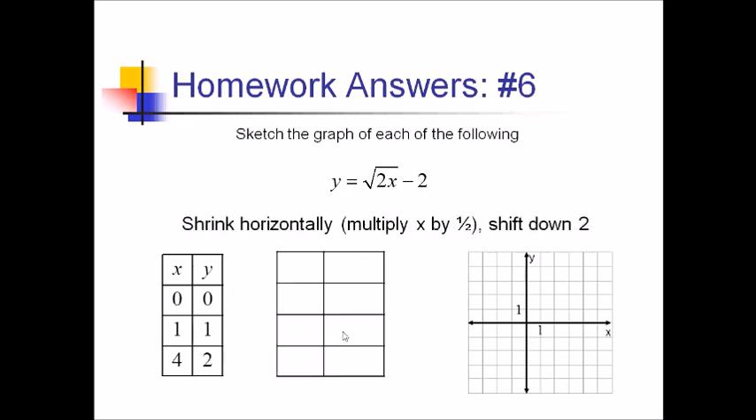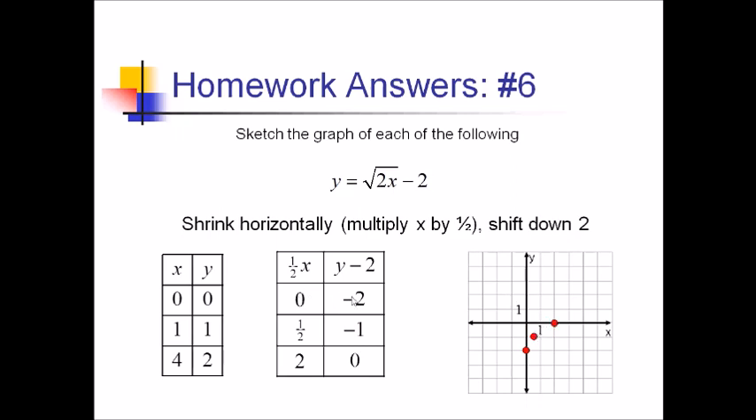So putting that in our table, for x's again, multiply by 1/2. For y's, subtract 2. So doing that for the x's, we've got half of 0 is still 0, half of 1 is 1/2, half of 4 is 2. Subtracting 2 from the y values now, we've got negative 2, negative 1, and 2 minus 2 is 0. And putting those points on our graph, we have (0, negative 2), (1/2, negative 1), and then (2, 0).